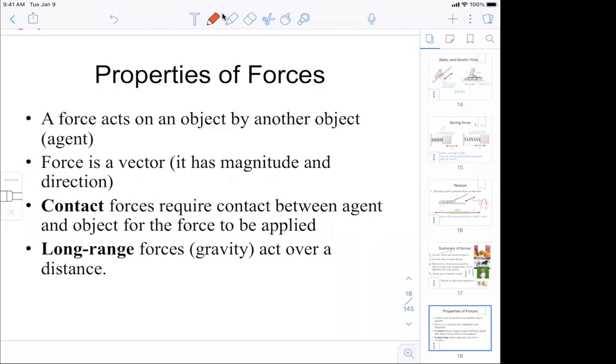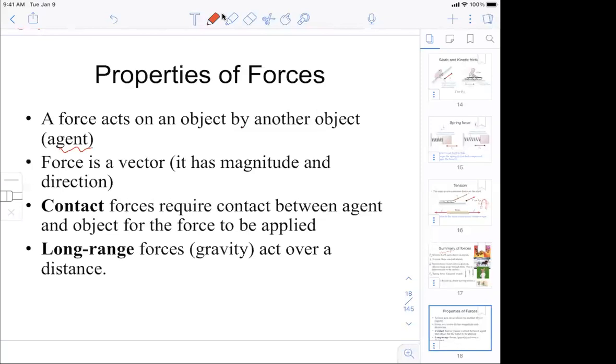So what are the properties of forces? A force acts on an object by another object. For example, if I push you, this force is acting on you by me. There's always an agent. Who is applying this force? Is it the spring, or the chair, or the rope, or the Earth? There's always an agent that's providing it. It's acting upon an object, in other words, there's an object receiving this force.